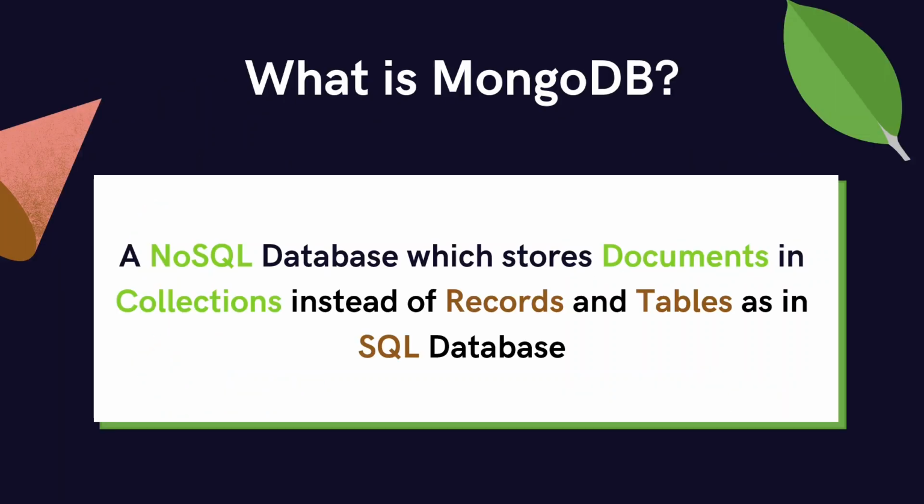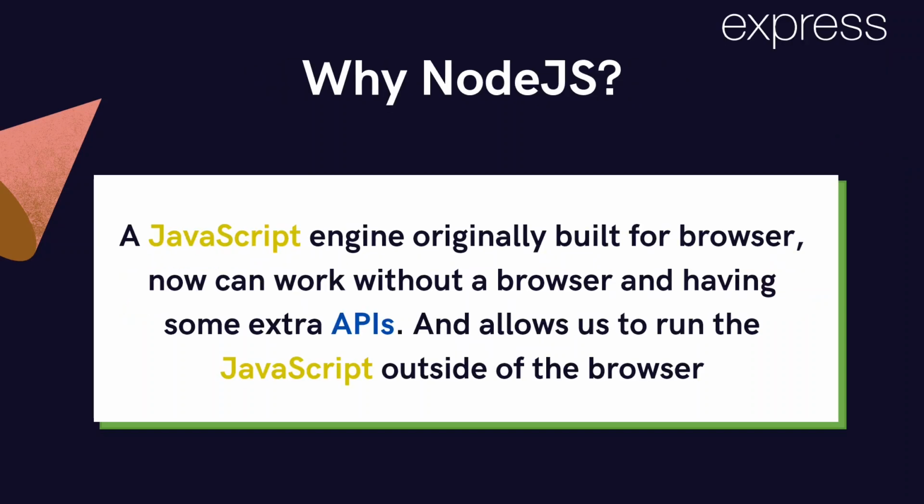So what exactly is MongoDB? MongoDB is a NoSQL database which stores documents in collections instead of records and tables as in the SQL database. So it is a NoSQL database which stores data in collections, and it is a BSON type database. And what about Node.js?